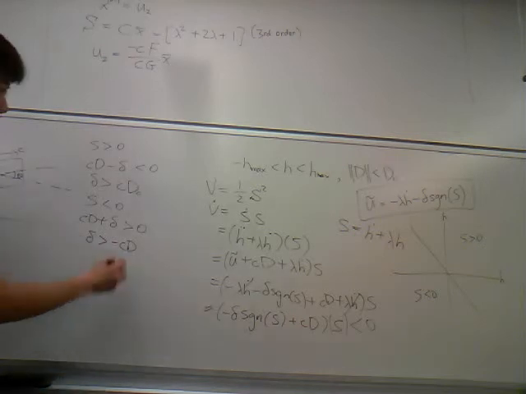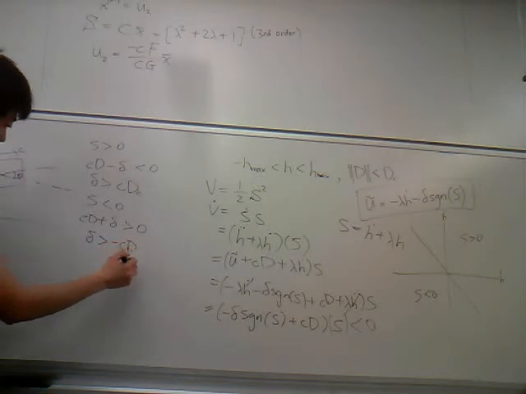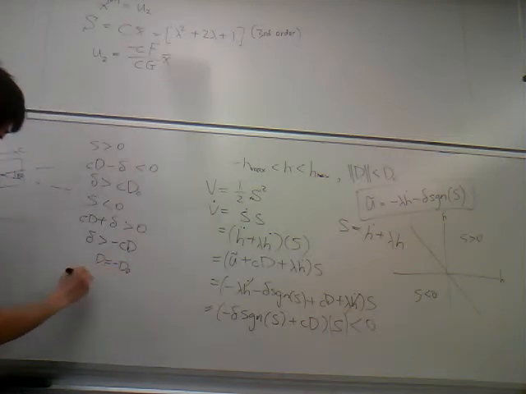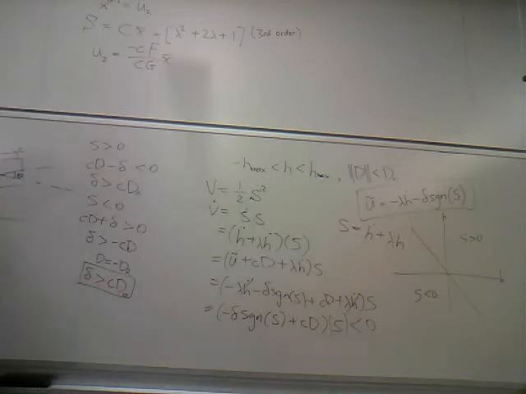And over here, we're worried when D is a negative number, because then this becomes positive. So again, when D is negative D naught, we have delta greater than C D naught. So you end up with the same condition, that delta should be greater than this C times D naught.